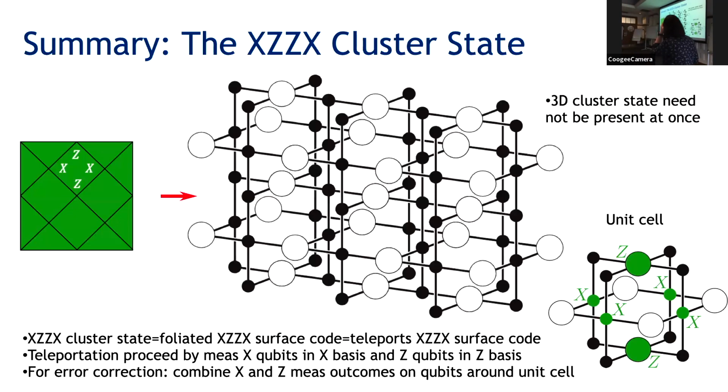Now, when I talk to my experimentalist friends, they don't like the cluster state because they think you need a big 3D structure, but that's not the case. You just basically need 2 planar layers of like the surface code, and you just basically teleport information back and forth between those 2 layers, and in time create this 3D lattice-like structure. Okay.